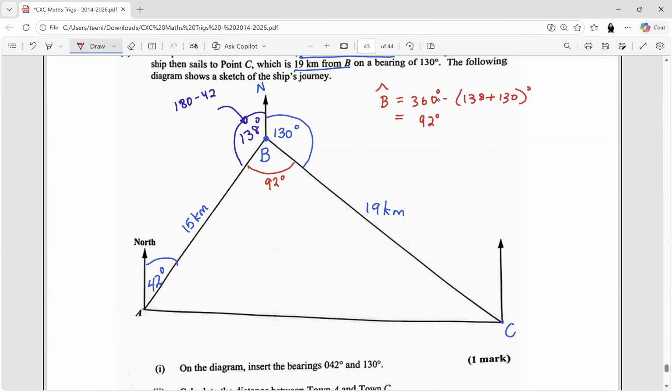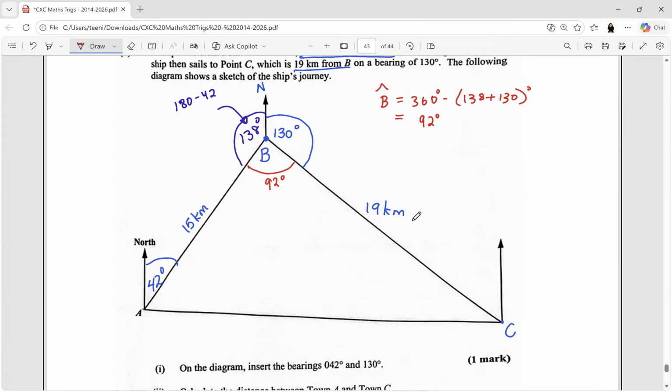Because 138 plus 130 is 268. So 360 minus 268 will be 92. So then you have the included angle here of 92 degrees. So I need to find this side AC, which is opposite this included angle between two known sides.